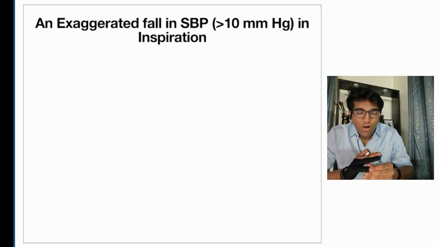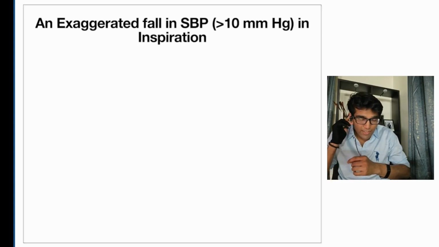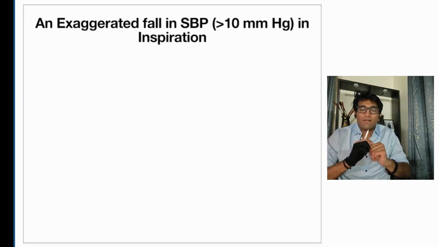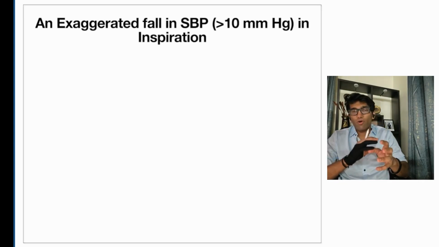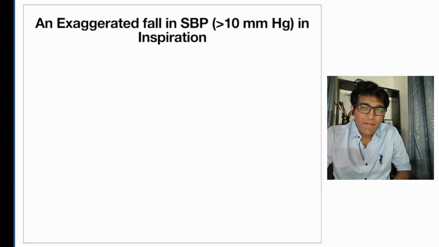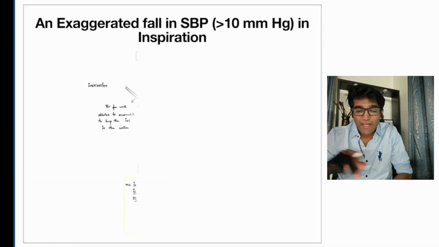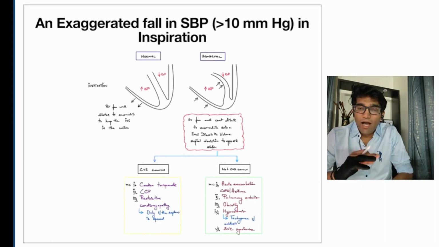Now, normally this doesn't happen, the second process that I discussed. So normally the reduction in the stroke volume from the left side of the heart is actually very minimal. It is less than 10 millimeters of mercury during inspiration. However, if this normal process gets exaggerated, then we get what we call the pulsus paradoxus.